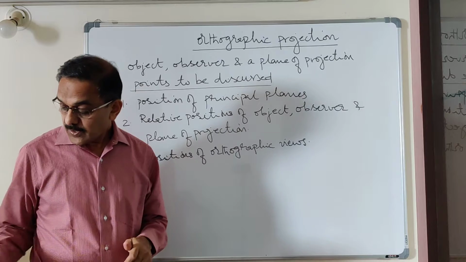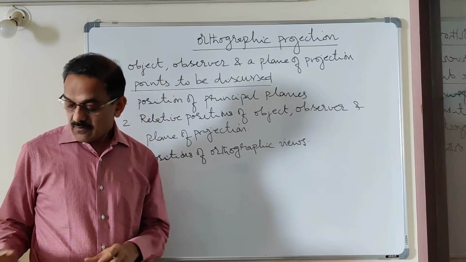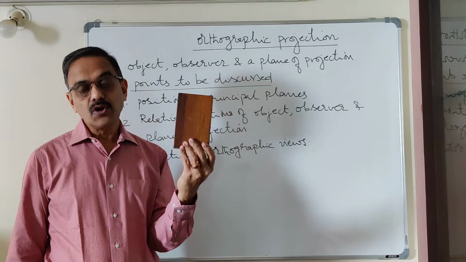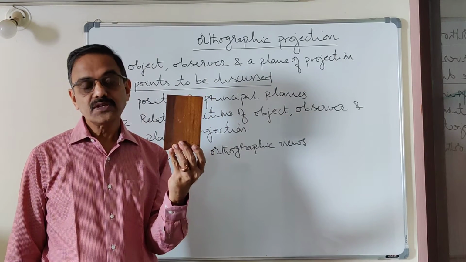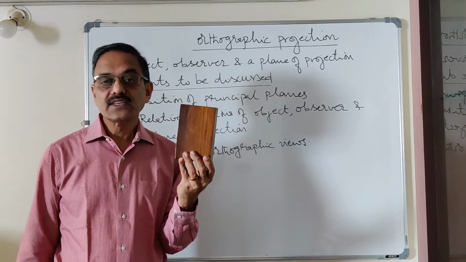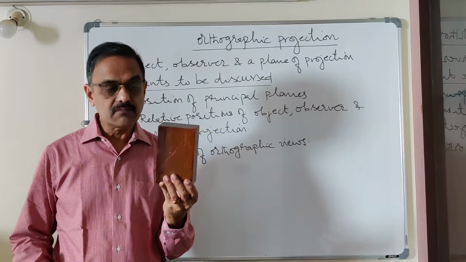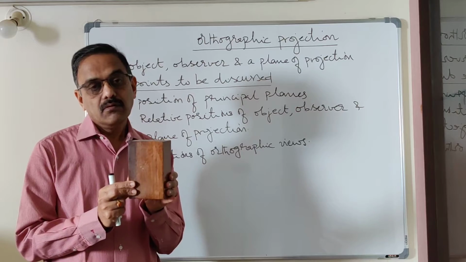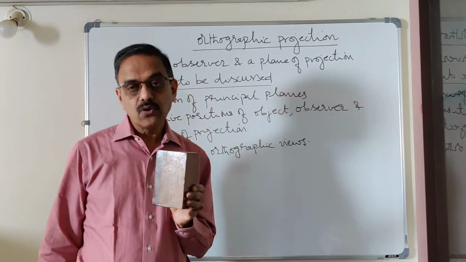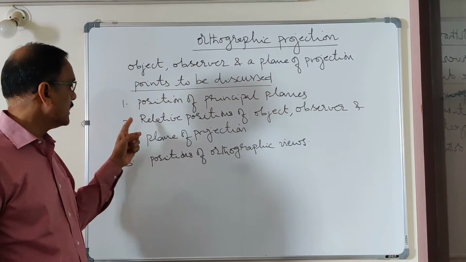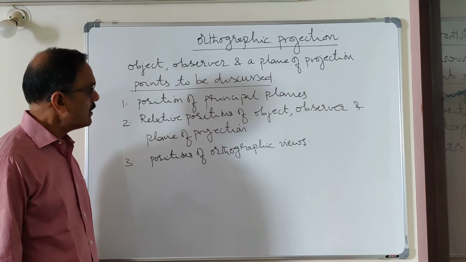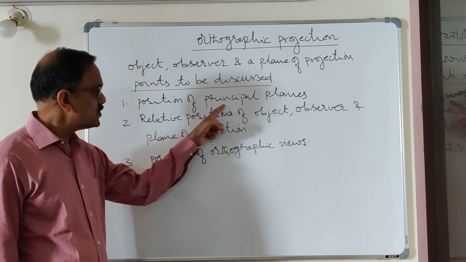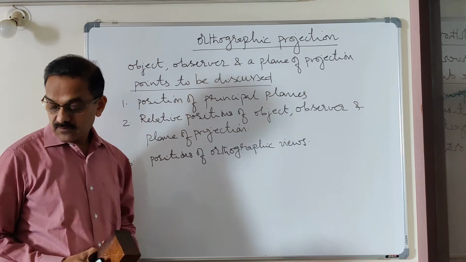Now let me take an object which is a rectangular prism. This is a rectangular box. This is the object I have selected for you to explain what orthographic projection is. Now, what are the things that we are going to discuss? I have written them down here. The first point that I am going to discuss is the position of principal planes.